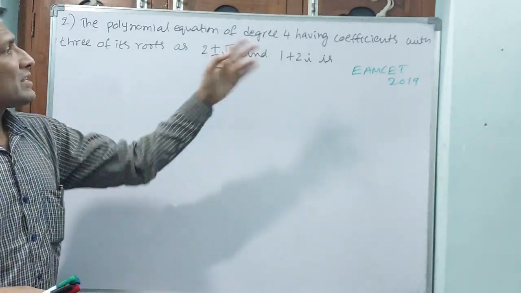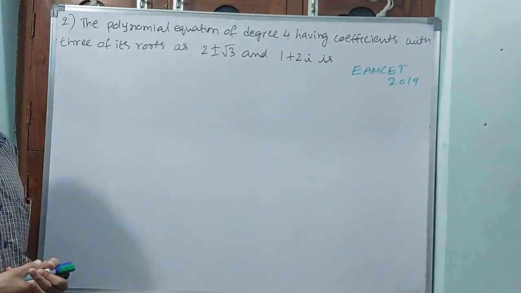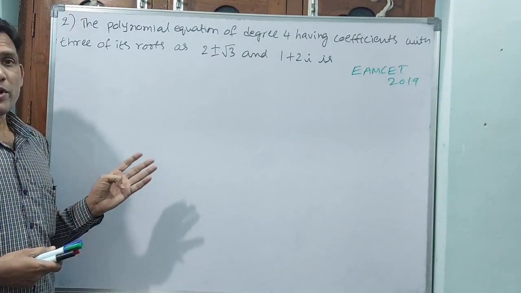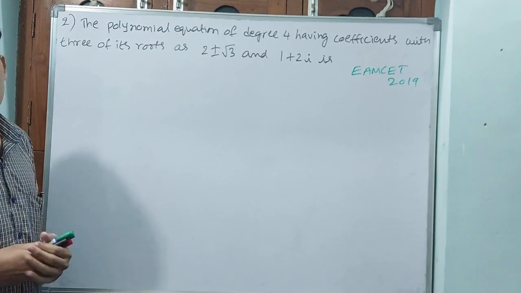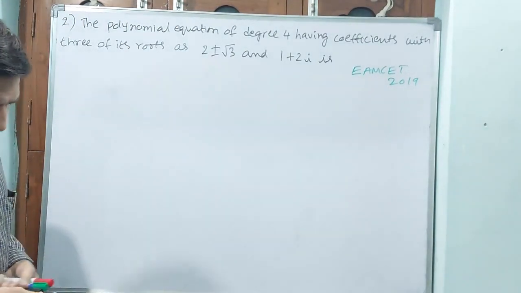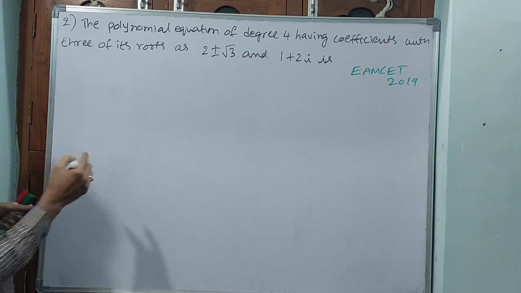Then they are asking for the equation. The polynomial equation is what they are asking, which means you have to write the equation. Here, to write the equation, simply take these 4 roots and multiply them. That is the equation. See how I am writing this equation. First of all, observe carefully. See, I am writing the roots first.